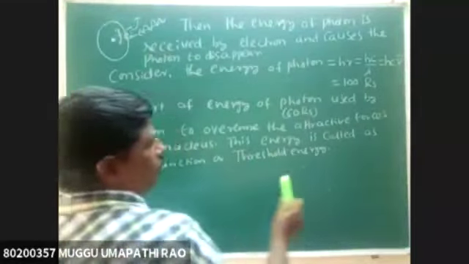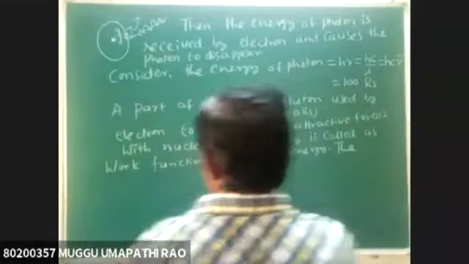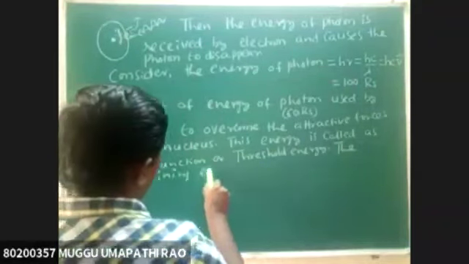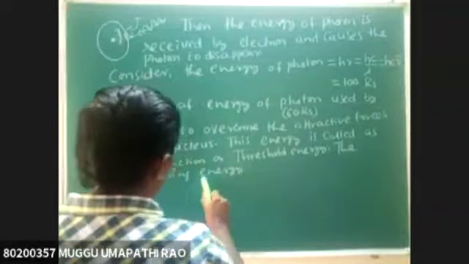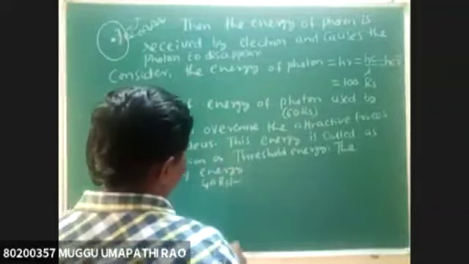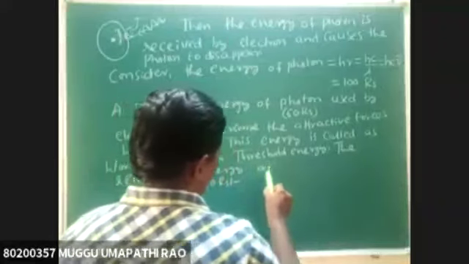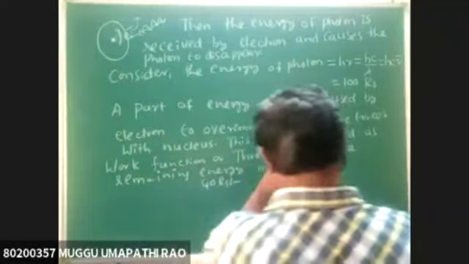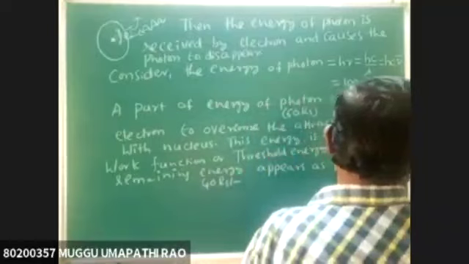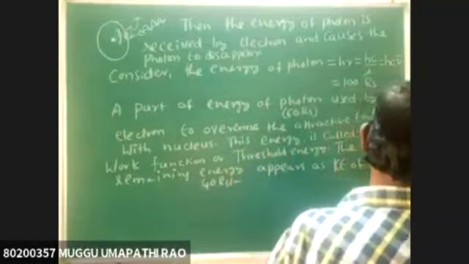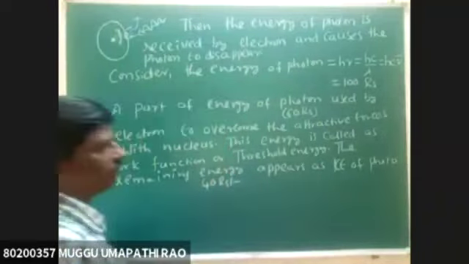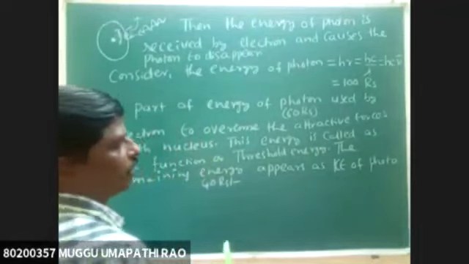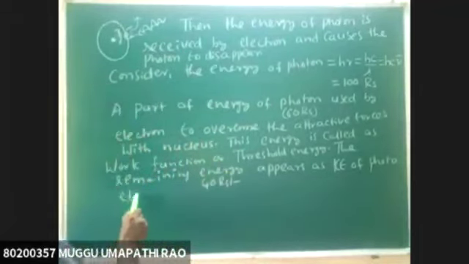So the remaining energy, how much? 40 rupees, am I correct? It appears as the kinetic energy of the photoelectron. Photoelectrons are nothing but the electrons ejected in the photoelectric effect. The remaining energy appears as the kinetic energy of photoelectrons.